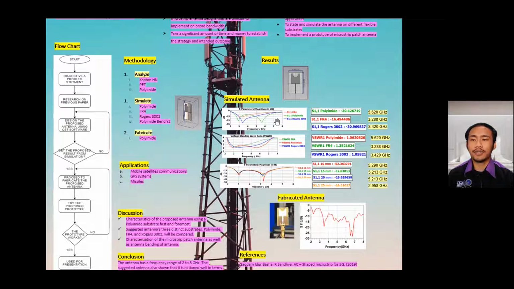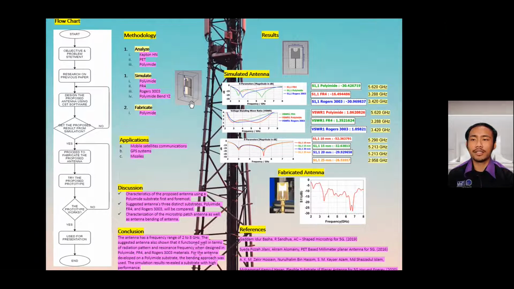So basically, this is the flowchart for this project. First, we state the objective and problem statement. After that, we do research on previous papers. After that, we design the antenna using the software. After that, if the CST shows a successful result, we can continue. If not, we have to redesign the antenna in the software.